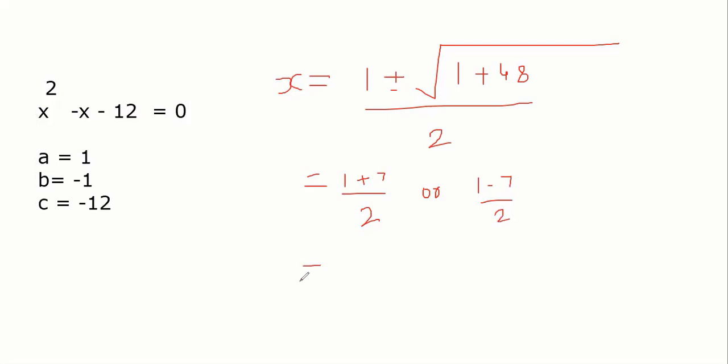Correct, Shleja? Yes. 1 plus 7 means 8, 8 by 2 is 4, and here what will come? 6 divided by 2 equal to 3. Minus 3 will come, right Shleja? You are not saying minus. Yes, minus 3. Correct, good. See guys, Shleja solved it.